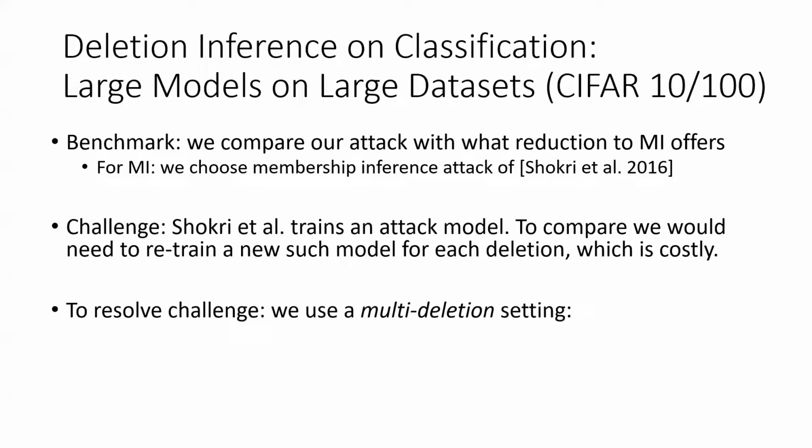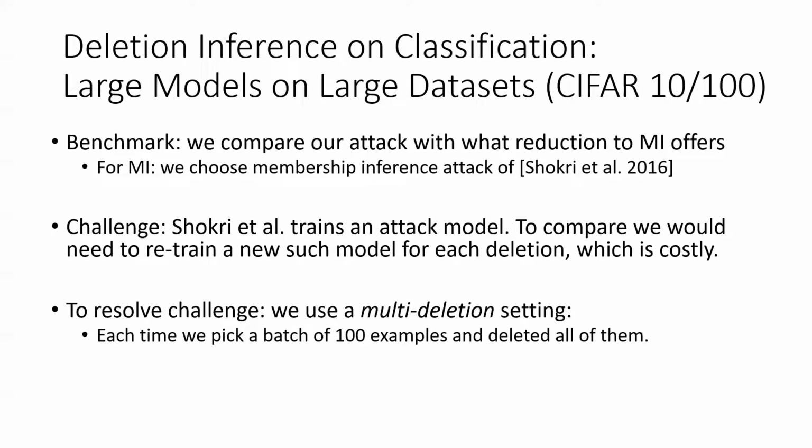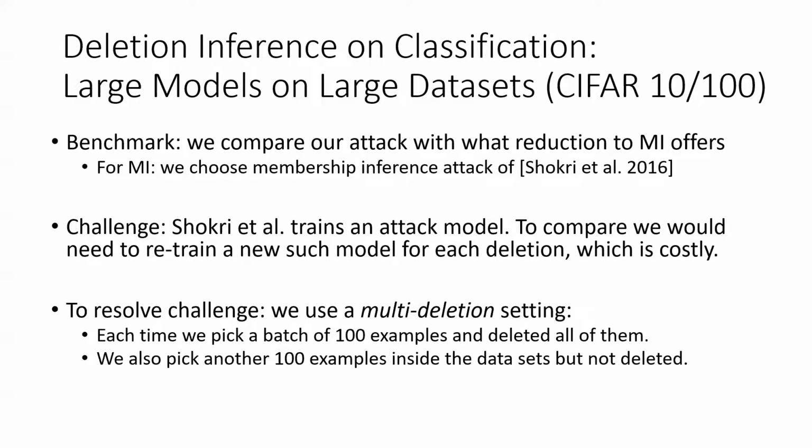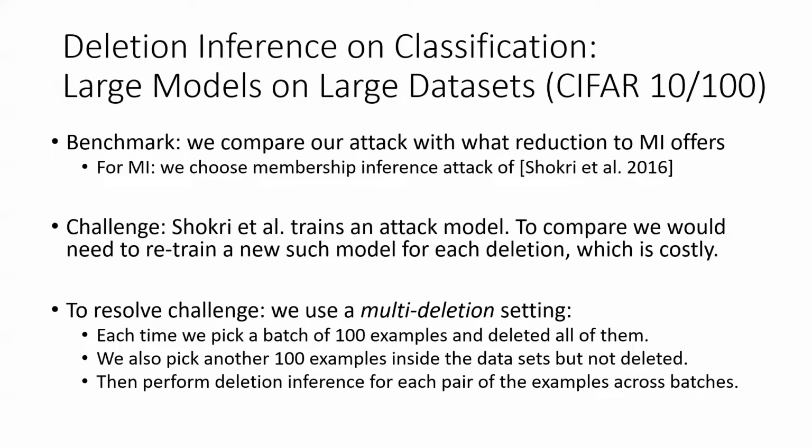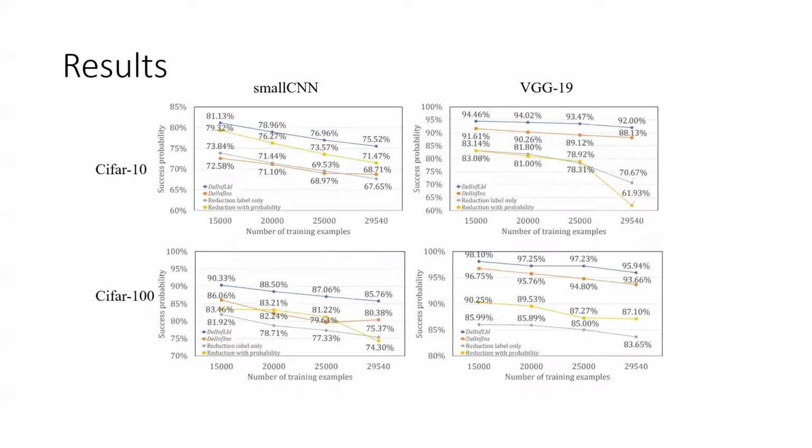To alleviate this problem, we apply the multi-deletion setting. Each time we pick a batch of 100 examples and delete all of them. We also pick another 100 examples inside the dataset but not deleted. Then we perform deletion inference for each pair of the examples across these batches. We test these attacks on two deep convolutional neural networks, a small CNN and the famous VGG19. We train these models on two image classification tasks, CIFAR10 and CIFAR100. We summarize the results in these four figures. Our deletion inference attack is the blue curve here.